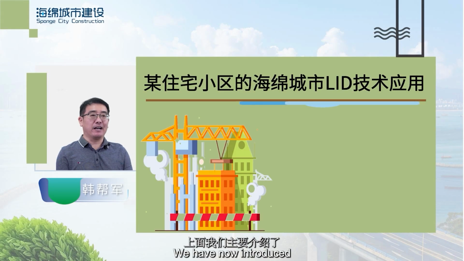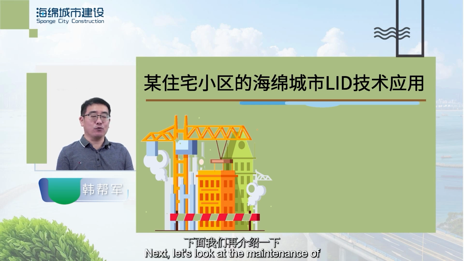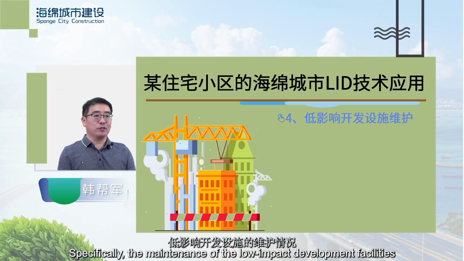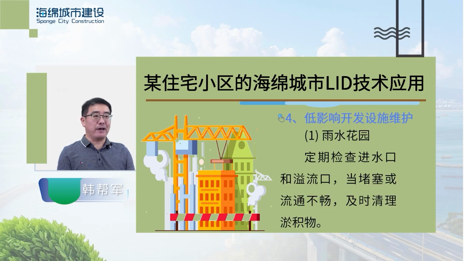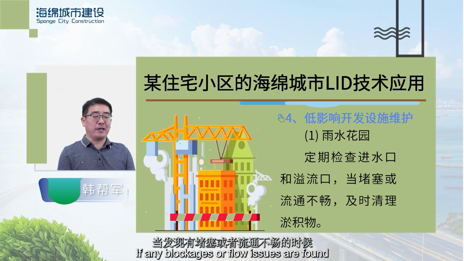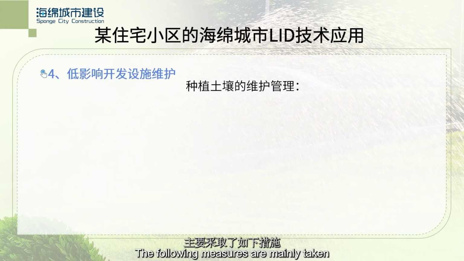We have now introduced the main construction technologies used in this project. Next, let's look at the maintenance of the low-impact development facilities after the project is completed. Specifically, the maintenance of the low-impact development facilities. First, let's look at the rain garden. Regularly inspect the inlets and overflow outlets. If any blockages or flow issues are found, the sediment should be promptly removed. The following measures are mainly taken.